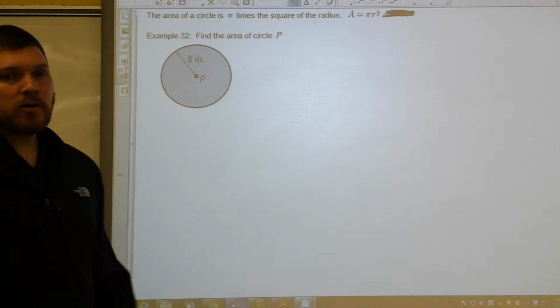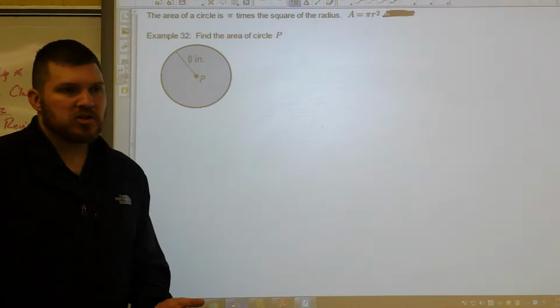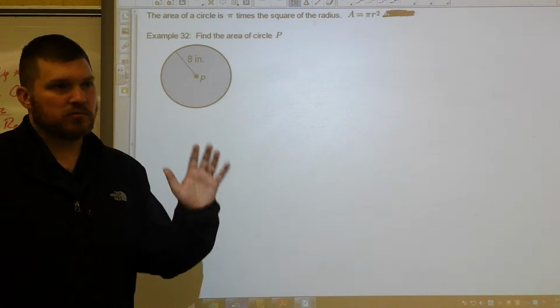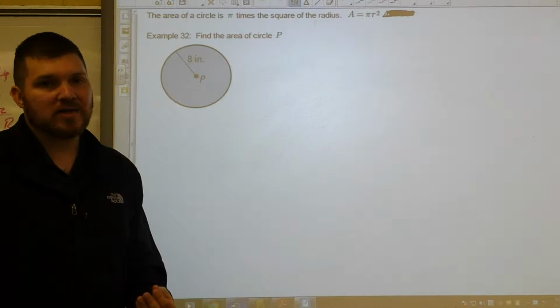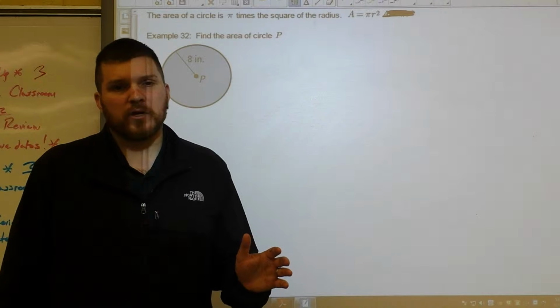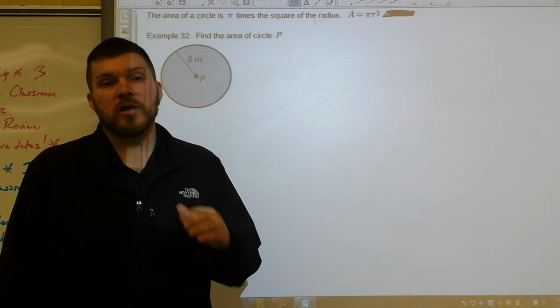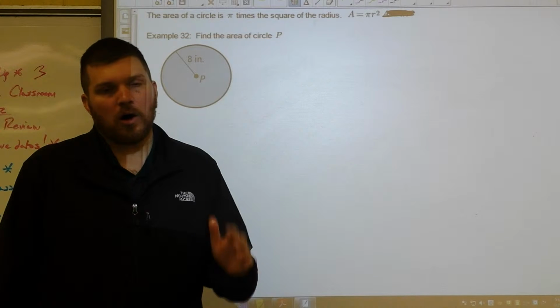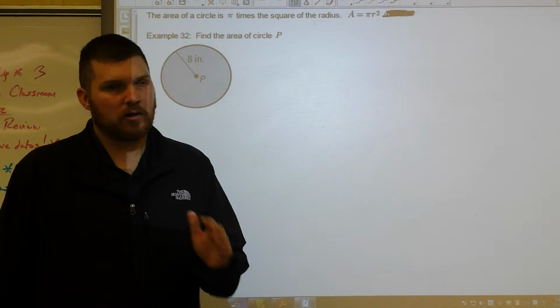Pi is a number. It's an irrational number, which irrational simply means it's a nasty decimal that's going to repeat forever. You cannot turn pi into a fraction. Also, someone might have told you a long time ago that you can round pi to 3.14. While that's true, we are not going to do that in this class. Always hit the pi key, no matter what.